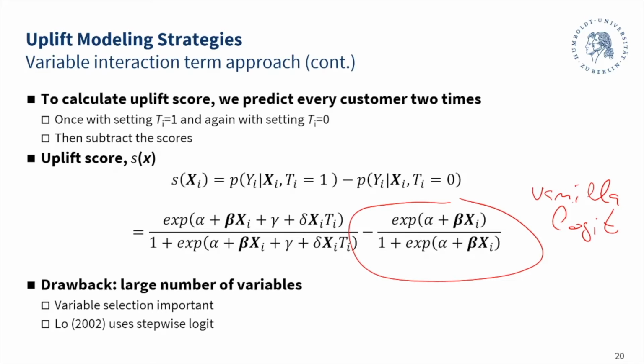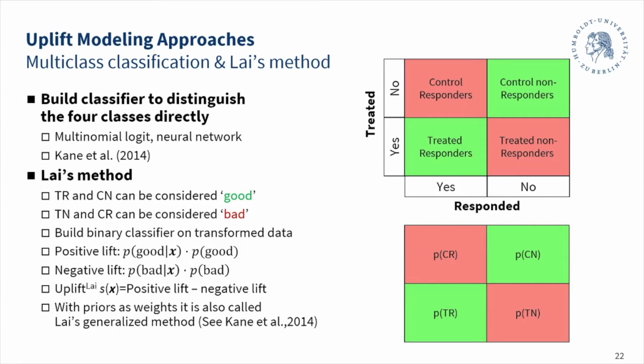Once setting T equal to 1 for this test set customer, second time setting T equal to 0 for the same test set customer. And it will give me two different predictions, the difference of which is my uplift score or my CATE. And then I rank order customers accordingly. So I don't need to worry yet about matching what you put forward. Some more models.